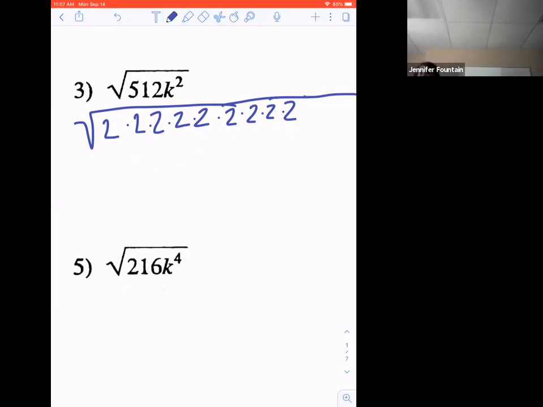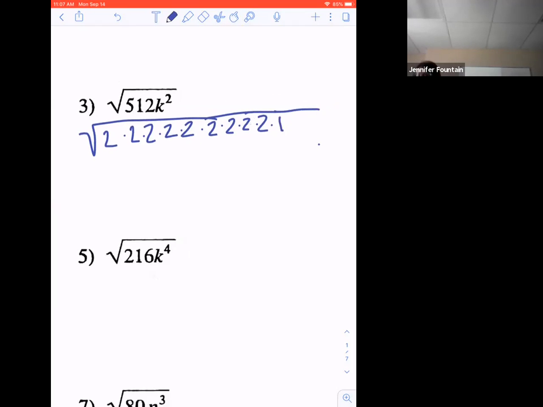So we know we're going to have 1 that's left behind. What am I going to do with those k's? Shove them together. I'm going to have k times k, because it's k squared.